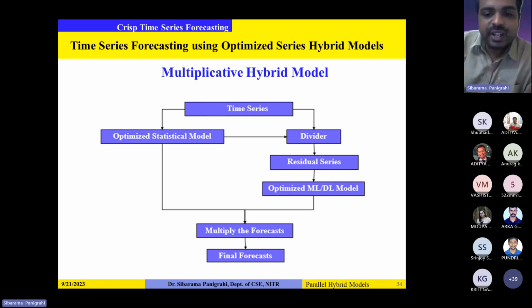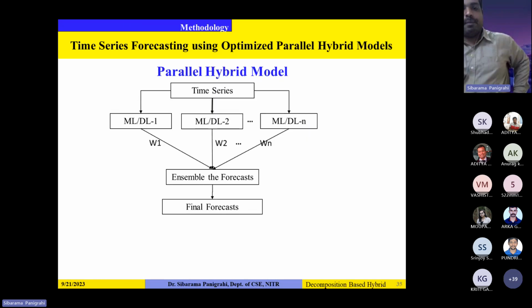So for that, you can use parallel hybrid models. ARIMA, a linear statistical model, can give better results if the time series is truly Gaussian, right? If your time series contains a combination of linear and non-linear patterns, it will not satisfy that Gaussian property and it might not be stationary also. In that case, these hybrid models will give poor results. So in order to overcome this, we can use parallel hybrid models.